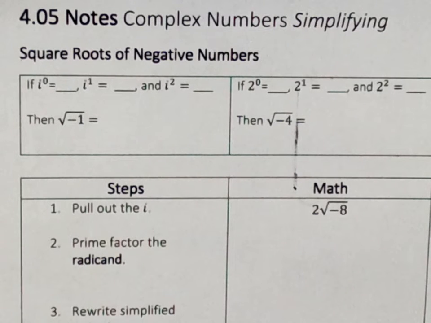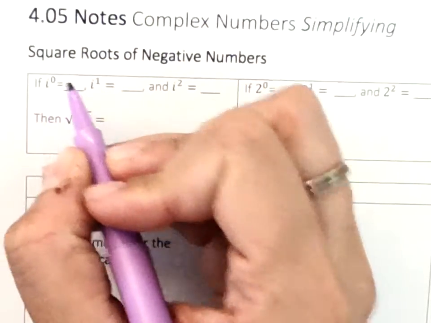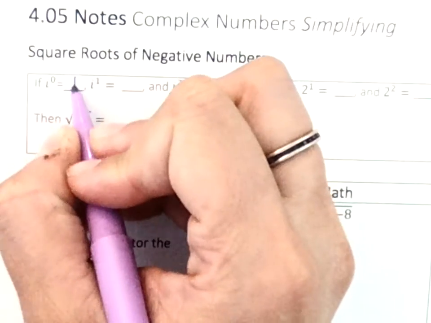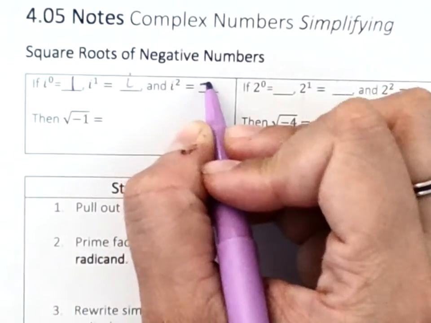We're now going to take what we have learned about imaginary numbers and apply it to operations with radicals: multiplication, division, and adding and subtracting. So we already know that i to the 0 is 1, i to the 1 is i, and i to the 2 is negative 1.